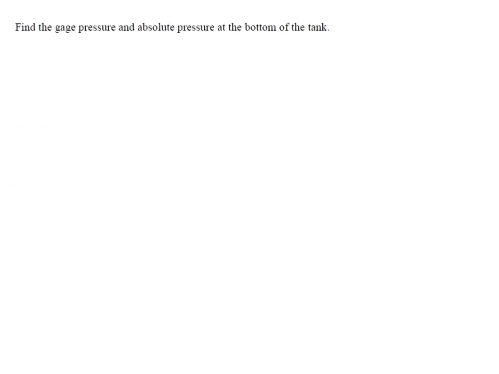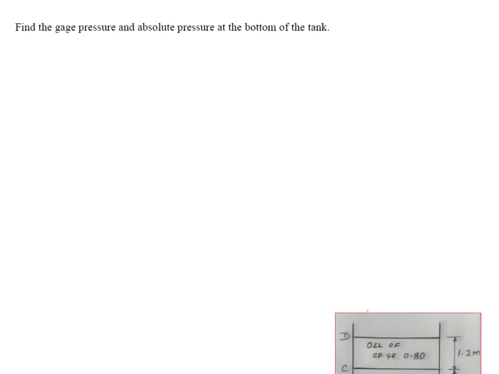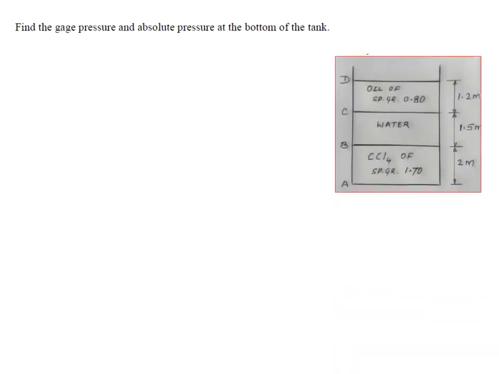So the first problem is to find the gauge pressure and absolute pressure at the bottom of the tank. Here is a problem where a tank consists of three liquids. At the bottom we have carbon tetrachloride of specific gravity 1.7.